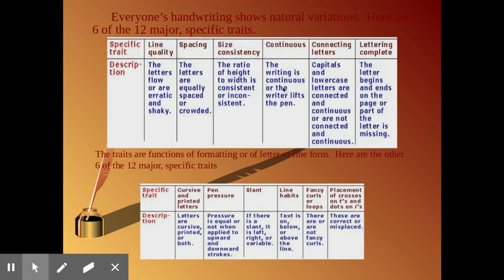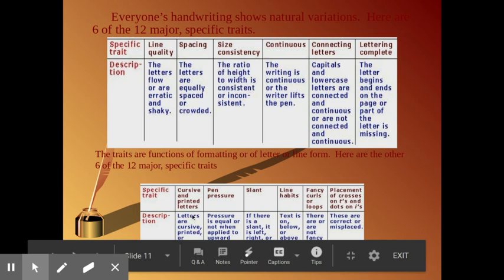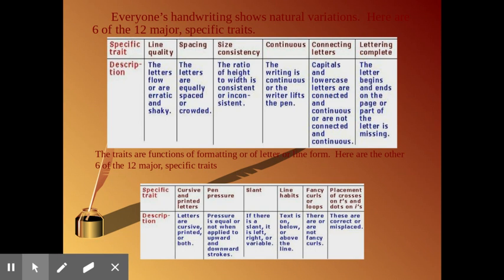Is the writing continuous, or do they lift their pen? Capitals and lowercase letters, are they connected and continuous? Are they not connected or continuous? Does the letter begin and end on the page, or is part of the letter missing? Some people don't close their A's. They may have an open A if they're doing cursive, more like a U than an A, right? Cursive versus printed letters. Some people write in cursive naturally. Some people don't. Some people have a mixture of things.